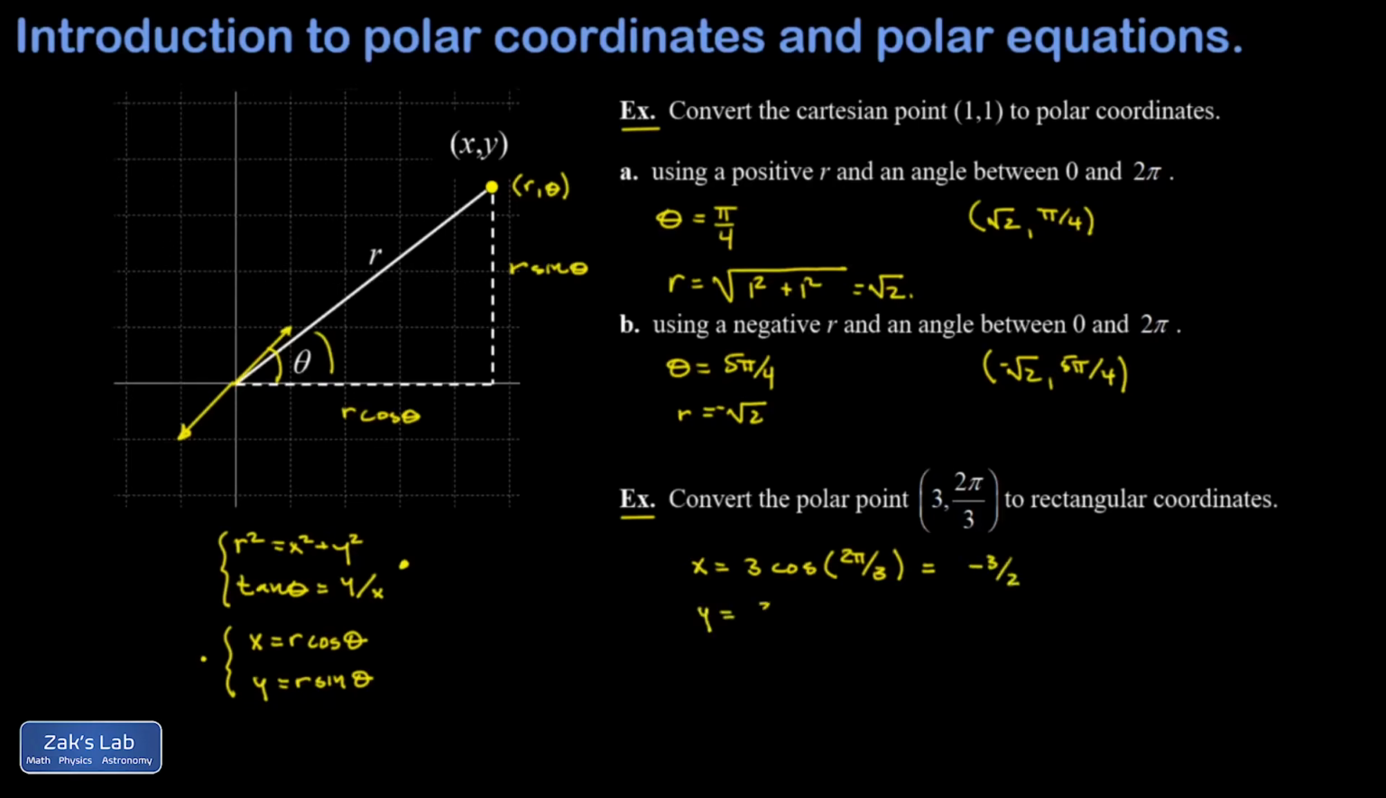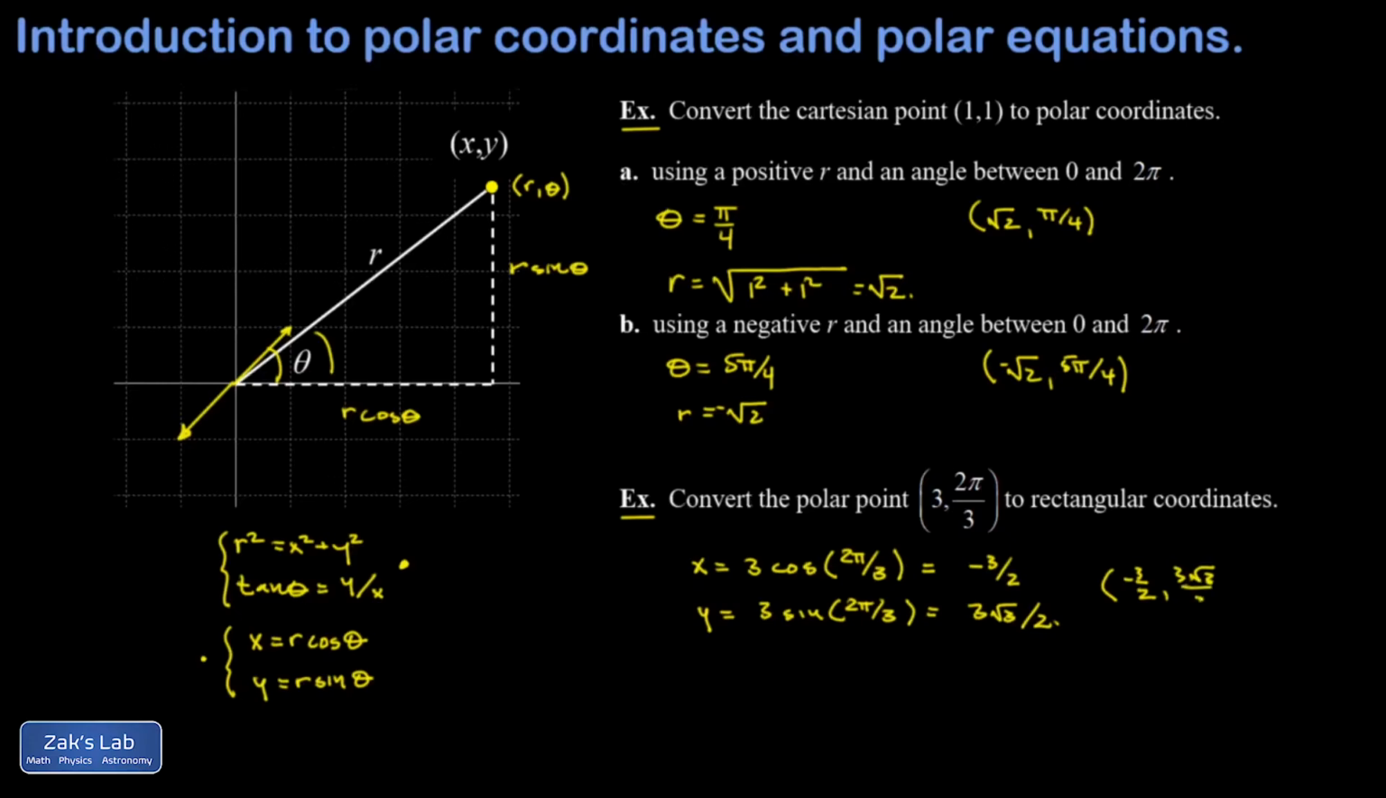And then my y coordinate is going to be 3 sine of 2 pi over 3. And the sine of 2 pi over 3 is root 3 over 2. So I end up with 3 root 3 over 2. So now I can write down my point in rectangular coordinates. And I get negative 3/2, comma, 3 root 3 over 2.